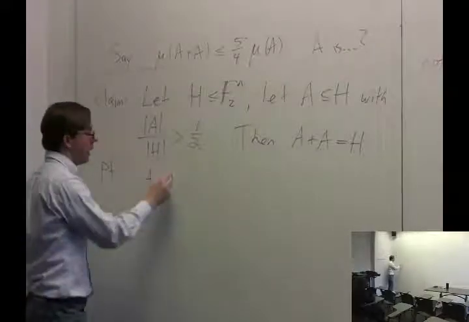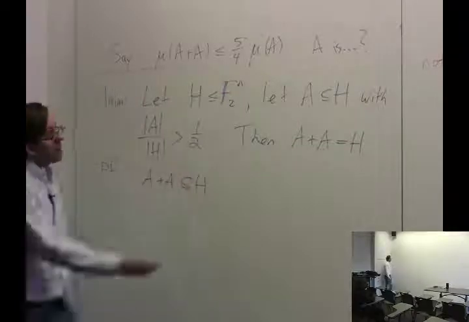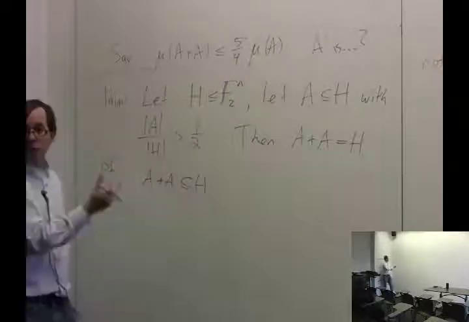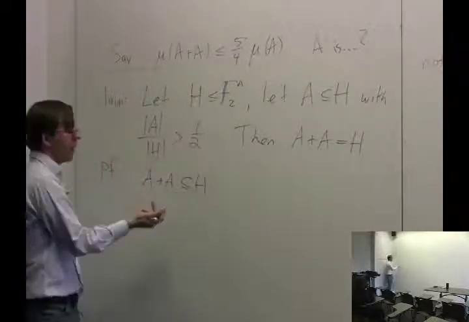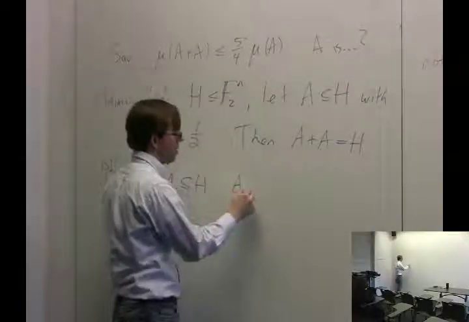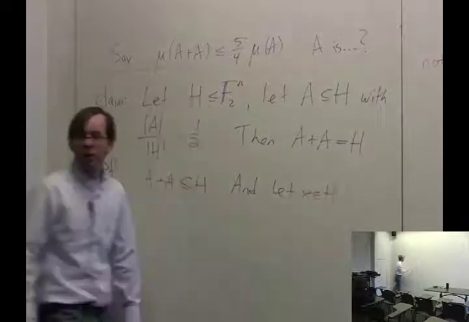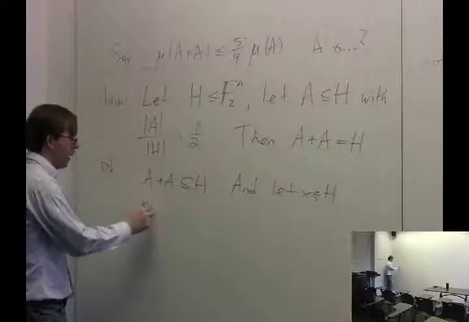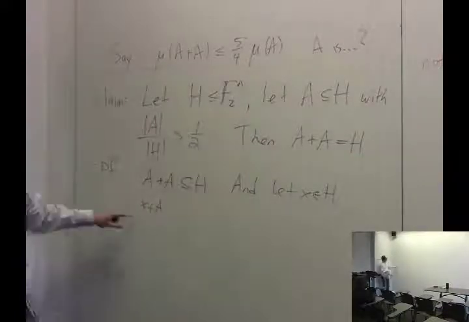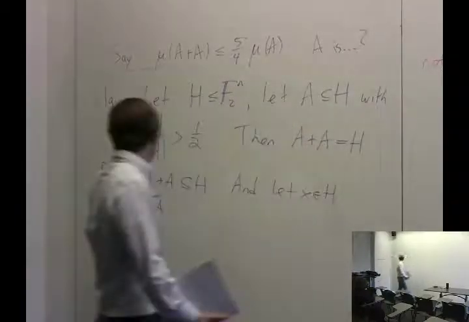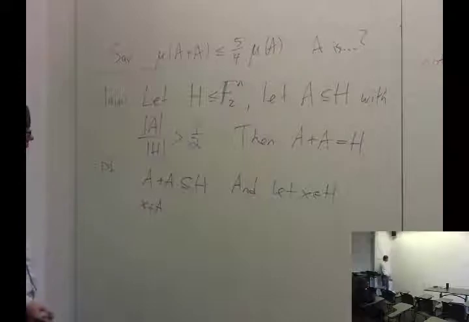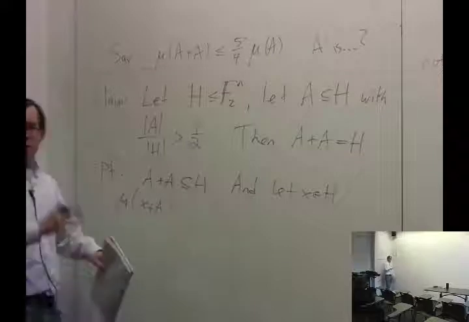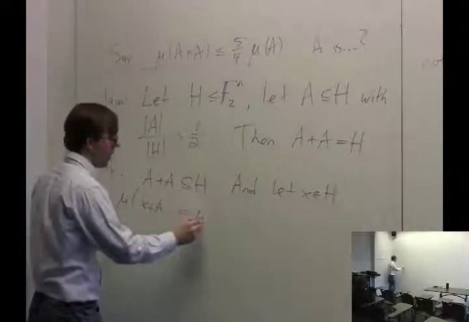Certainly A plus A is a subset of H, because A is inside H, and H is closed under addition. So A plus A has to be inside H. So we need to show the reverse containment, that anything in H is in A plus A. So let X be an arbitrary element of H. We want to show that it's in A plus A. Well, let's look at X plus A. This is using the subset notation where X is just a singleton set. X plus A is you just take everything in the set A and add X to it, so it just shifts everything around. It has the same cardinality or the same density as A.